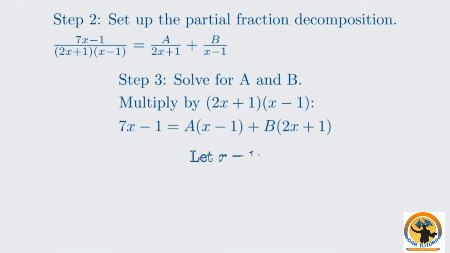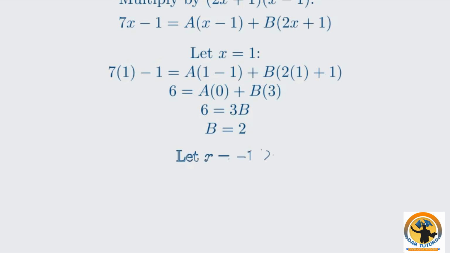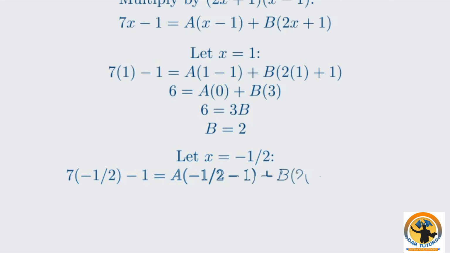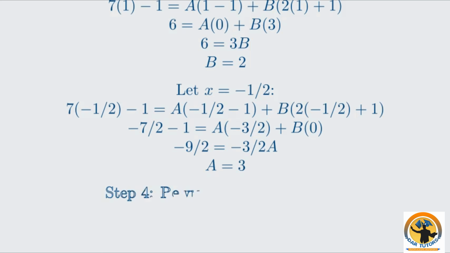Substituting x equals 1 into our equation gives 7 times 1 minus 1 on the left, and A times 1 minus 1 plus B times 2 times 1 plus 1 on the right. This simplifies to 6 equals 3B, which means B must be 2. Now let's find A by choosing x equals negative 1/2. Plugging in x equals negative 1/2 gives 7 times negative 1/2 minus 1 on the left, and A times negative 1/2 minus 1 plus B times 2 times negative 1/2 plus 1 on the right. This simplifies to negative 9/2 equals negative 3/2 A, which means A must be 3. So we found our partial fraction decomposition.